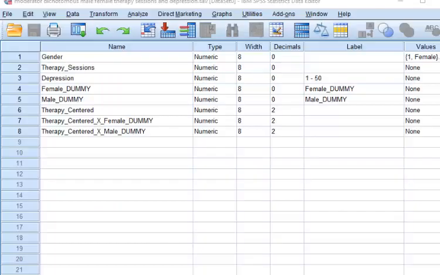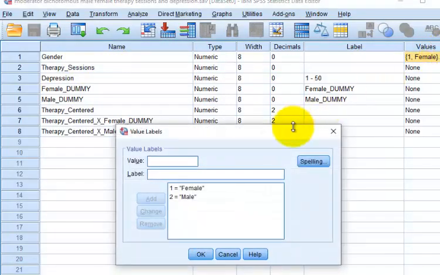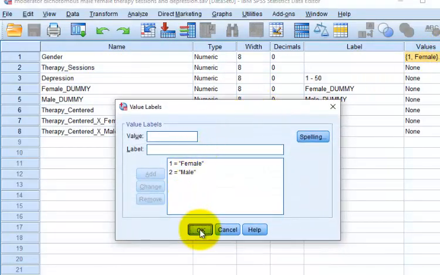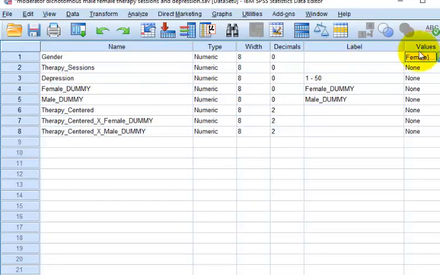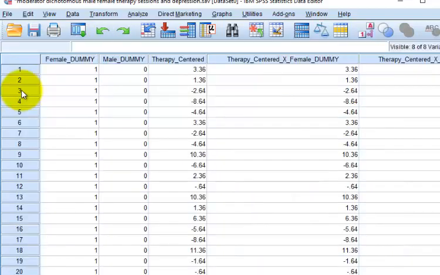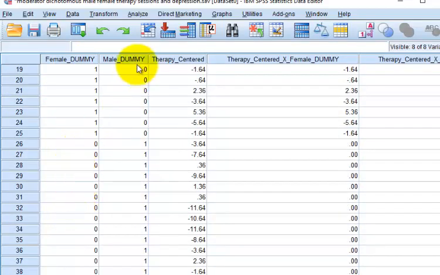Okay, hold on. So here are my variables, right? Gender, where 1 is female, 2 is male. Therapy sessions, that's scale. Depression is scale. I made a female dummy, so only the ones will be marked as a female, and then the males are 0, and vice versa. Male dummies, the females get marked with a 0, the males are a 1.